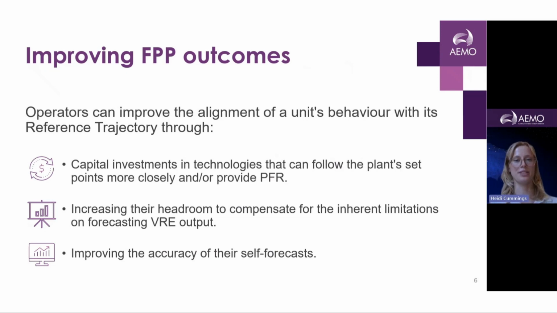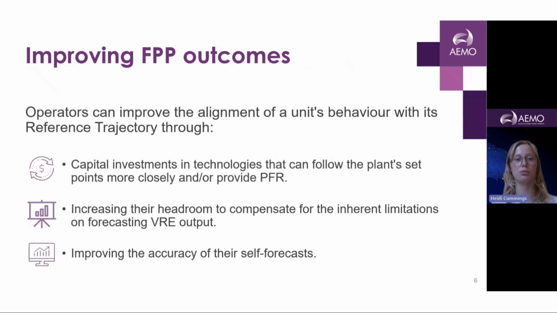Units can also compensate for the inherent limitations of forecasting variable renewable energy output by increasing their headroom. If facilities have a large buffer for when they cannot meet their targets, they can reduce the degree to which they deviate from their reference target at the time.